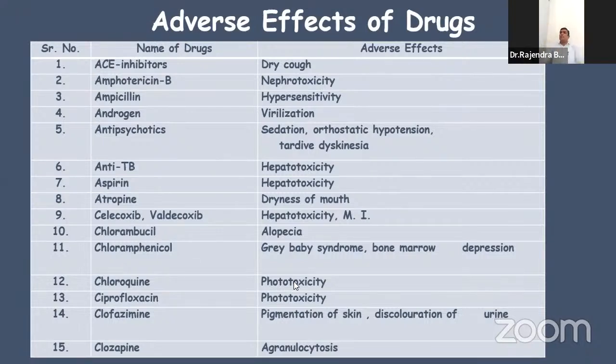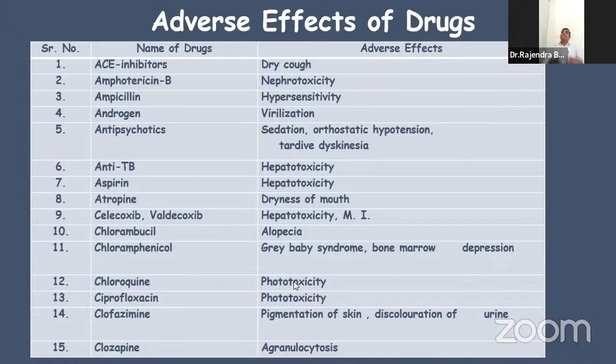How will you classify the anti-tubercular drugs? First line drugs, second line drugs. First line drugs, how will you remember? RIPES. P pyrazinamide, E ethambutol, R rifampicin, I isoniazid, S streptomycin. Right? Second line drugs: ethionamide, prothionamide, then para-aminosalicylic acid (PAS).